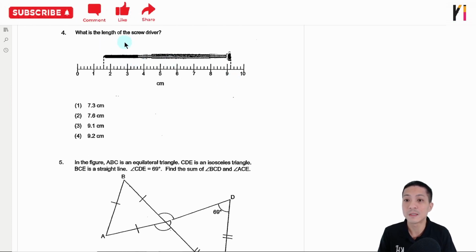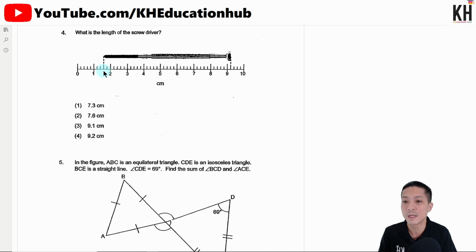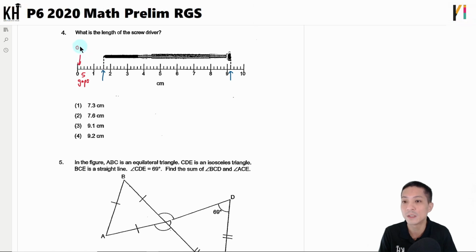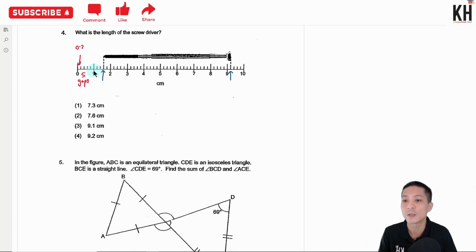Question 4. What is the length of the screwdriver? Because this measurement is not starting from 0, we need to find out the measurement at the beginning and the measurement at the end, and then subtract. The first thing we need to look at is that from 0 to 1 there are 5 gaps, and each gap will be 0.2. So it will be 0.2, 0.4, 0.6, 0.8, and 1.0.